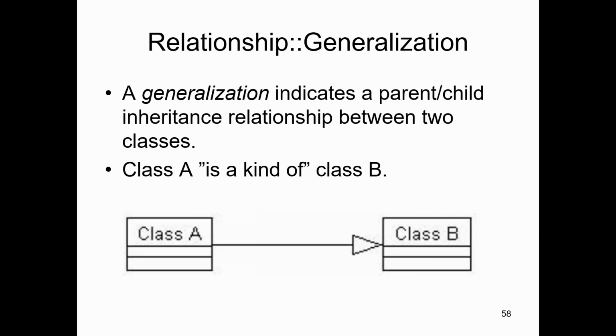Generalization indicates a parent-child inheritance relationship between two classes and is used to describe a kind of. So this shows that class A is a kind of class B. So class B is a base class and class A is the derived class.